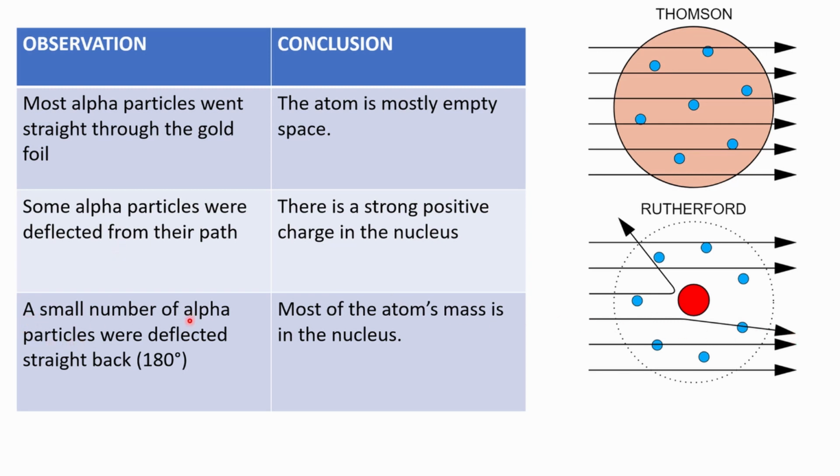And a small number of alpha particles were deflected straight back by 180 degrees. And the conclusion for that is that most of the atom's mass is in the nucleus, and that's what's causing those relatively big alpha particles to come right back and be deflected. So this is the model that Ernest Rutherford had, the positively charged dense nucleus that has most of the atom's mass, and the electrons are like orbiting like planets in a solar system.